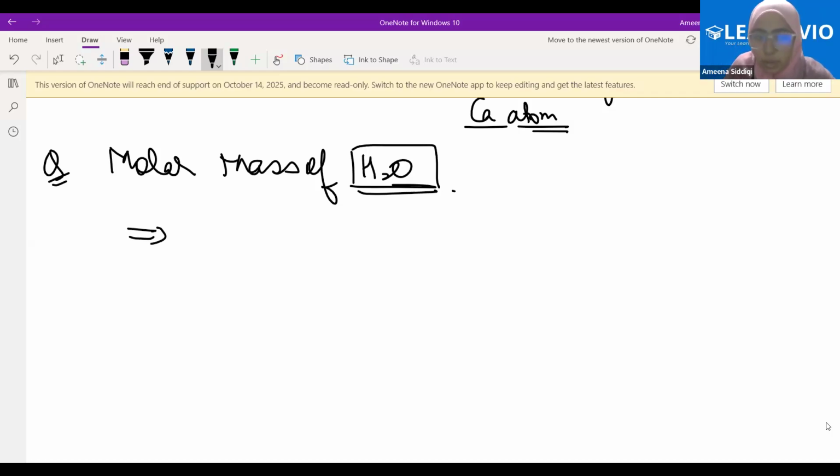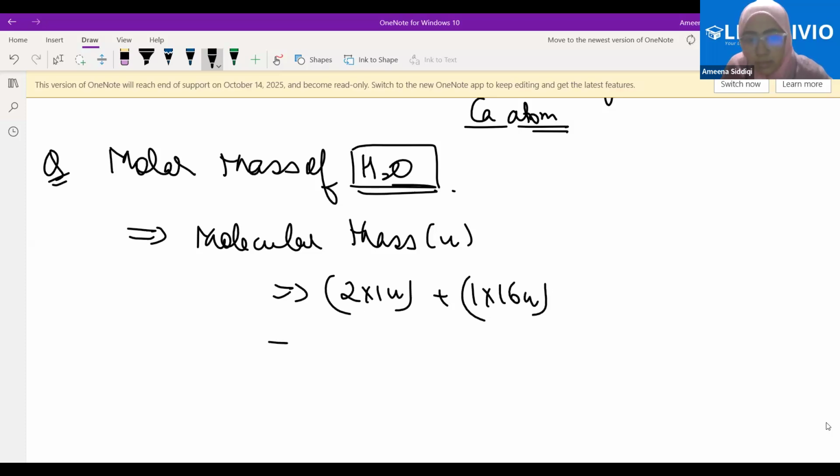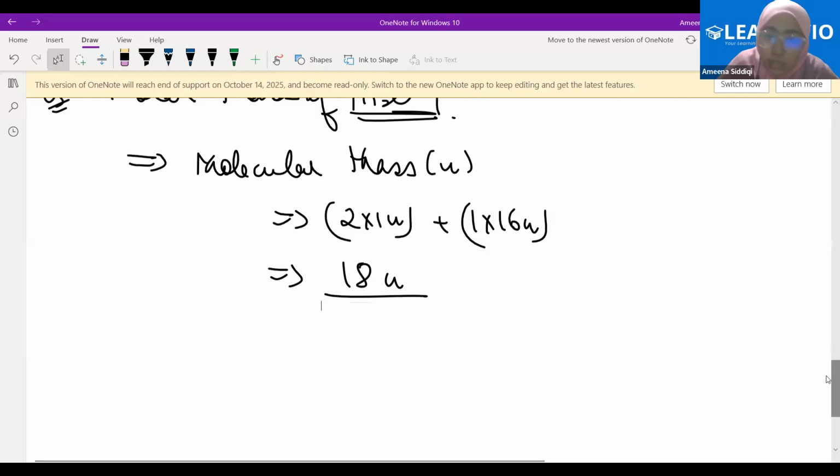First, always, since it's a molecule, we'll calculate the molecular mass first, right? And what's the unit for molecular mass? That is U. Already told you, right? What will be the molecular mass here? That will be 2 into 1U plus 1 into 16U, so I will get 18U. Is it clear? Now this is the molecular mass. Now I have to know the molar mass.